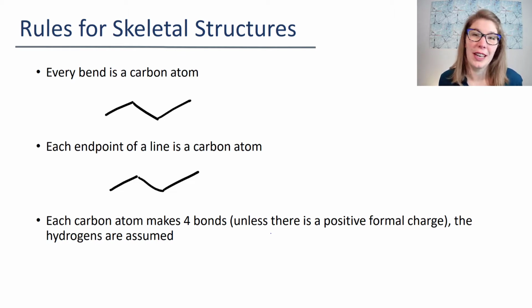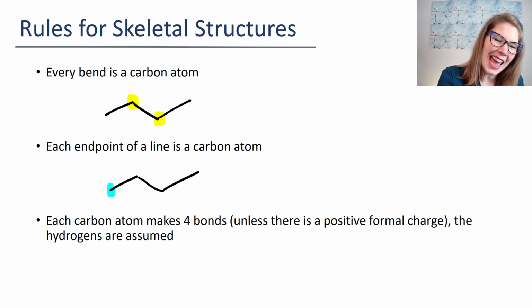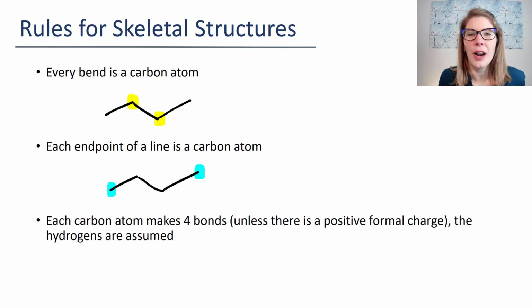Let's look at the rules for skeletal structures. When we see this zigzag format, every single bend is a carbon atom. This is a carbon, and this is a carbon. So bends represent carbons. The end is a carbon. Where I've highlighted in blue are 2 different carbons. So ends and bends are carbons. We're also going off the logic that each carbon makes 4 bonds. Of course, that's unless there's a positive formal charge, then there's only 3 bonds. And if there's a negative formal charge, there's 3 bonds and a lone pair.